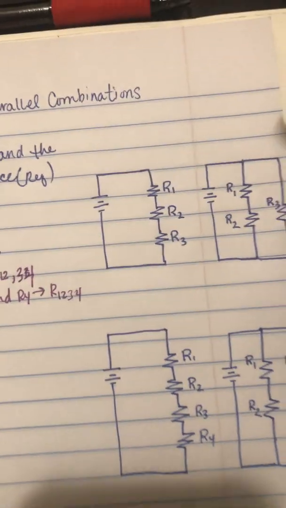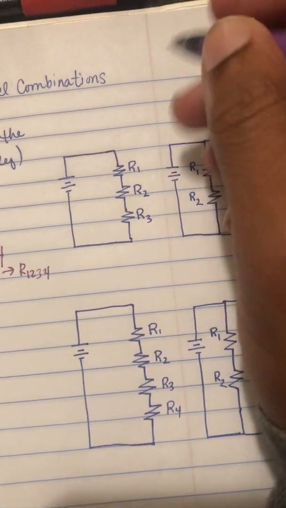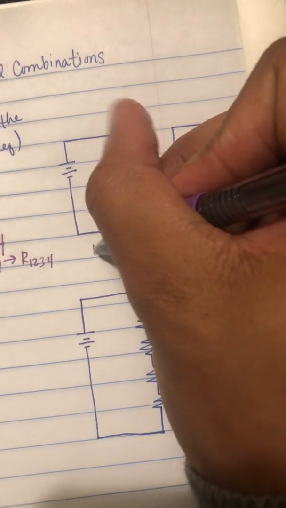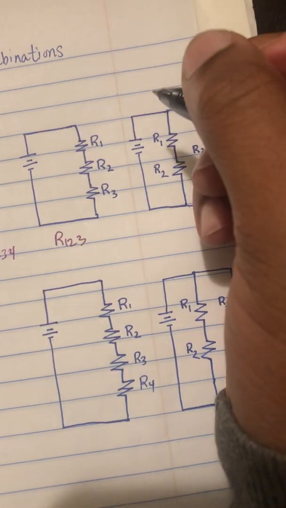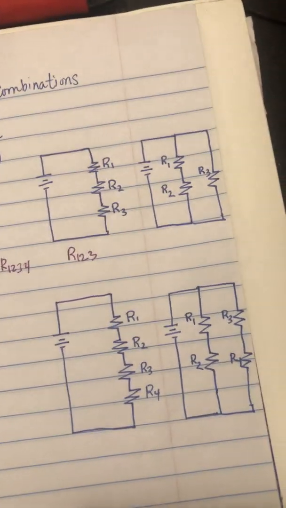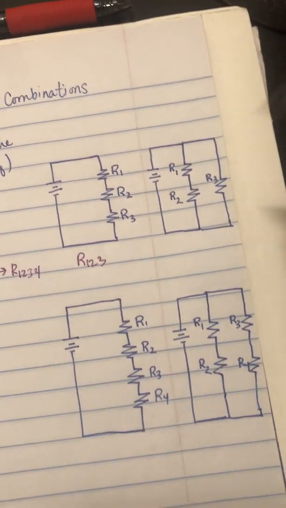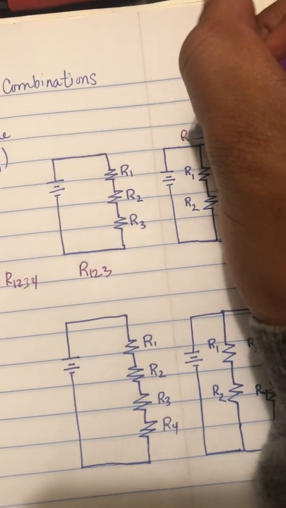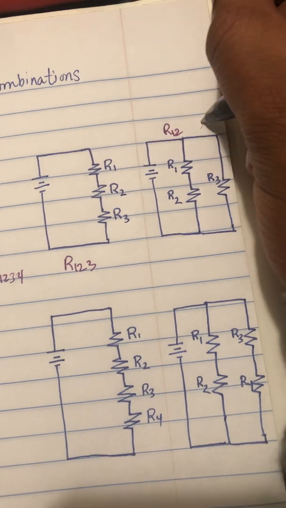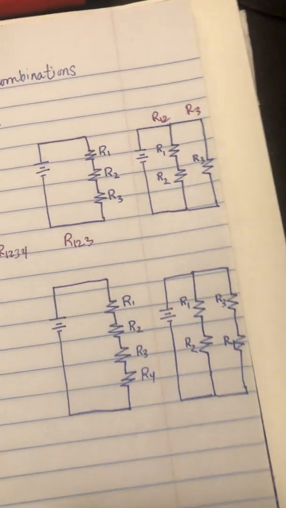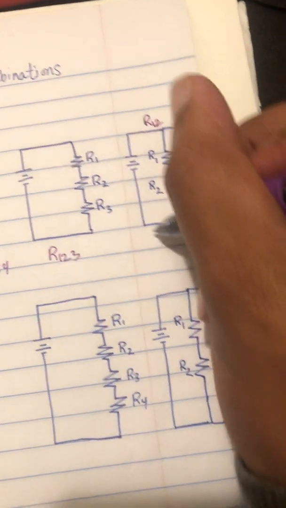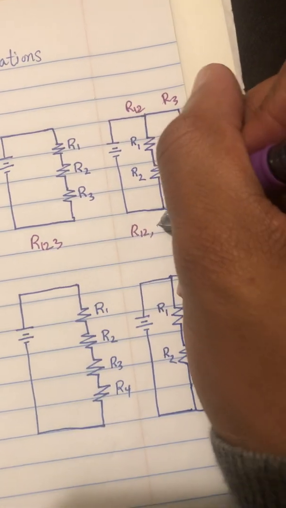And I have some examples to show you. So right here, when I'm combining these, this is going to be R123, and it's going to be one resistor. All right, for this example, this is going to be R12 for this branch when I combine them, and this is going to be R3. So when I combine these two and then combine it with this one, it's going to be called R12, comma, 3.